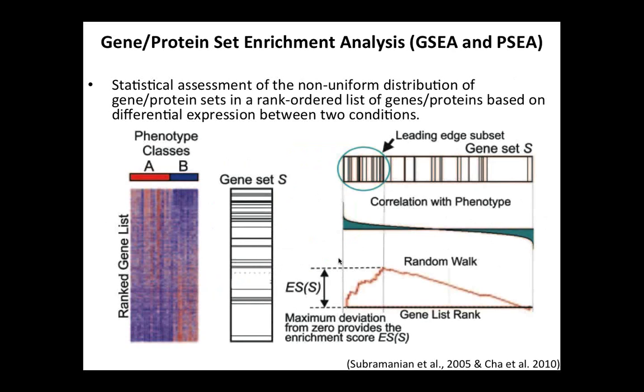certain gene annotation or gene set, let's say, was significantly enriched towards the top or the bottom of a rank-ordered list of proteins or genes that are rank ordered by their differential expression between two different phenotypic conditions.